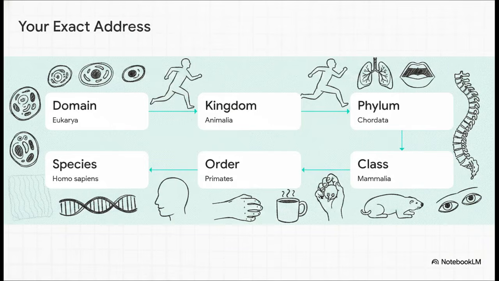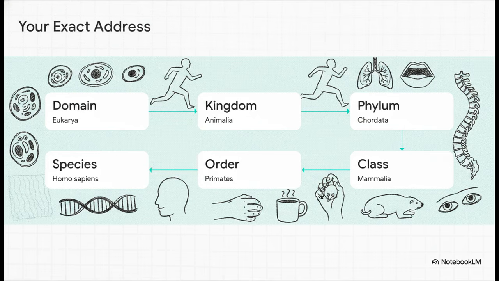So, Level 1, we are in domain Eukarya because of our complex cells. Level 2, Kingdom Animalia because we're moving, breathing consumers. Level 3, Phylum Chordata thanks to our backbones. Level 4, Class Mammalia because we're warm-blooded and produce milk. Level 5, Order Primates, giving us our grasping hands and forward-facing eyes. Level 6, Family Hominidae, our great ape relatives, which leaves us right at genus Homo, species Sapiens.